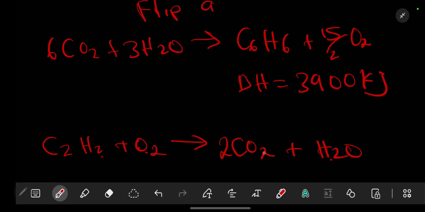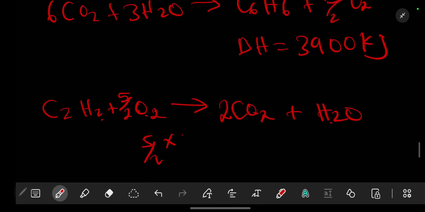So we have 3 oxygens, we don't have 3 oxygens here. This side we have 2, this side we have 5. So 2 by 2 is 4 plus 1, that's 5. So we are going to put our 5 over 2, so that we have 5 over 2 times 2. This will cancel to leave a 5 there. So that is what we have.